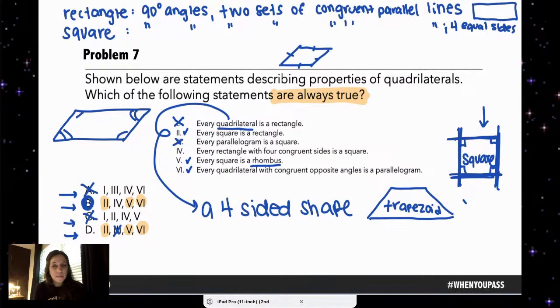Any questions about this? This always trips people up. So I want to ask, are there any questions? All right, I don't see any questions right now, so I'm going to move on to the next problem. But that was a really good conversation around quadrilaterals, parallelograms, squares, all of the quadrilaterals.